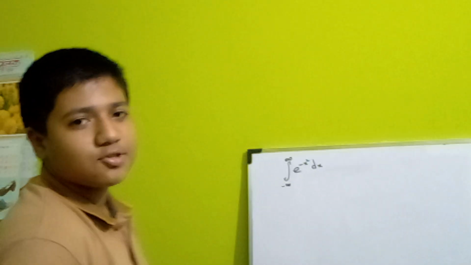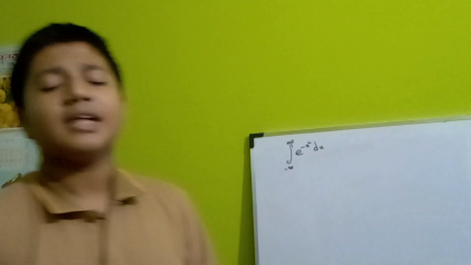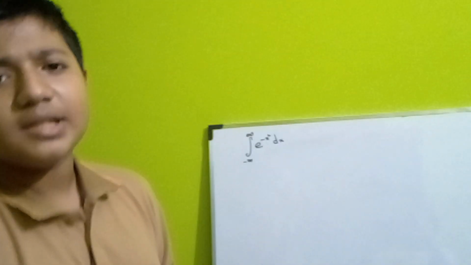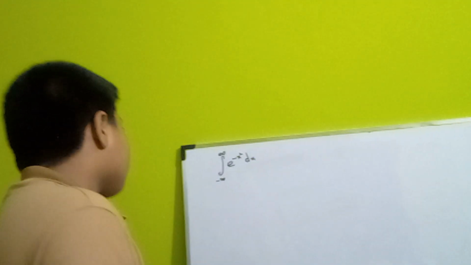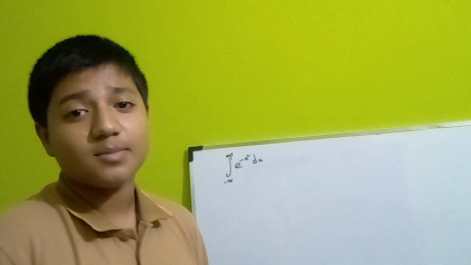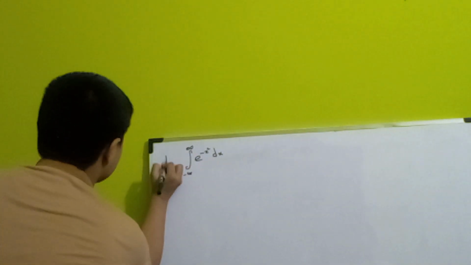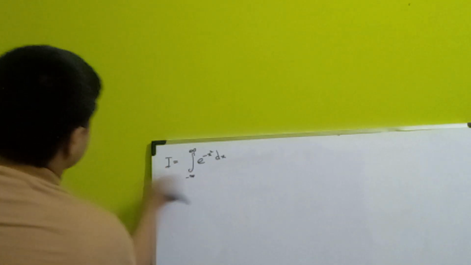So let's talk about the standard Gaussian integral. This is called the standard Gaussian integral, and this is some kind of integral we call non-elementary. That means you cannot solve this integral with normal integral techniques like u-substitution, trigonometric substitution, or integration by parts. You have to use some special techniques. So first we're gonna name it I.